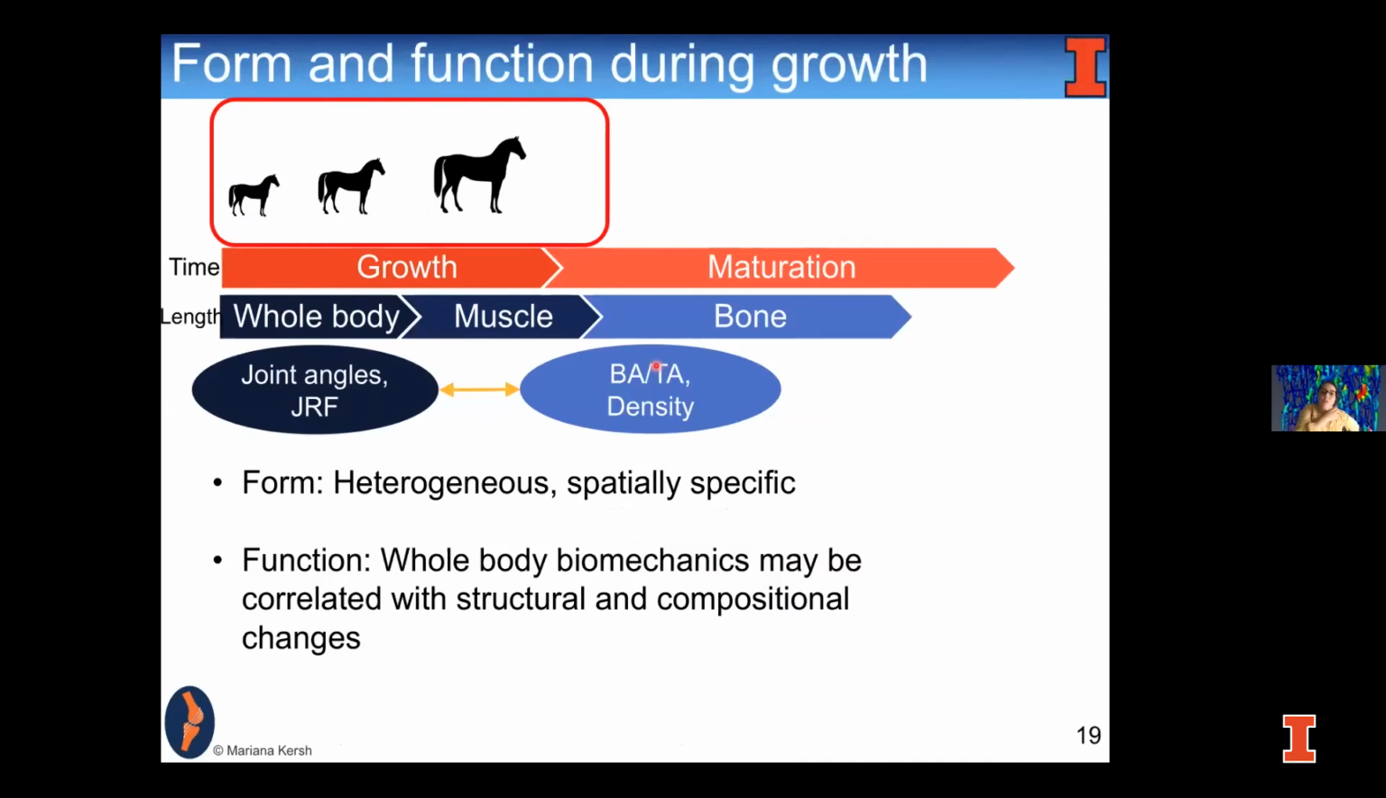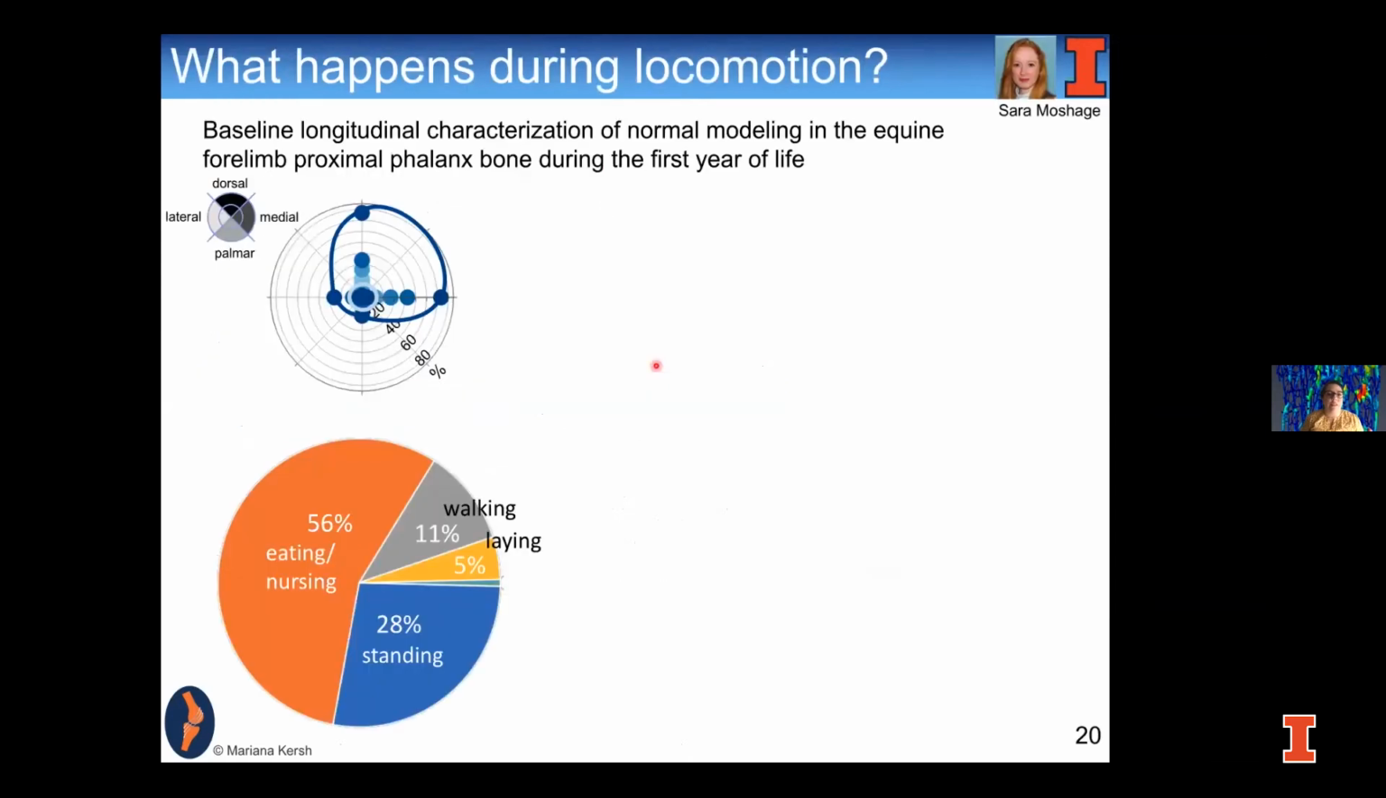So in terms of form and function, what we see is that we have heterogeneous distributions of mineralization and the amount of bone, and that functionally these may be correlated with some whole body biomechanics and postural differences. The next question is what happens during locomotion. And so here we have baseline. Now that we have a baseline longitudinal characterization, we wanted to know what happens when we actually run these horses.